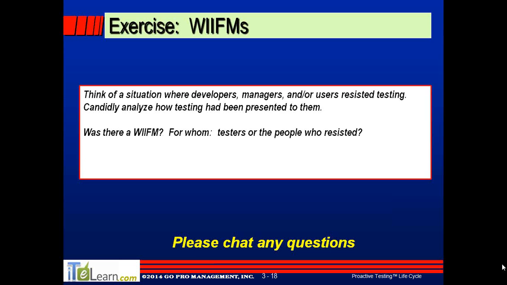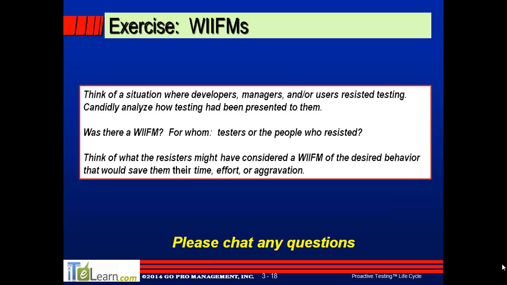I want you to think of where people might have resisted testing and see if you can identify any reasons why they might have resisted it. How was the testing presented to them? Was there a WIFM, a what's in it for me? And if there was, was it for the people who resisted, or was it a WIFM for the testers? And then see if you can figure out how things might have been done differently so that they might have seen a WIFM that would have caused them to say, oh, I want to do this because it will save me my time, my effort, my aggravation. So hopefully this is understandable.